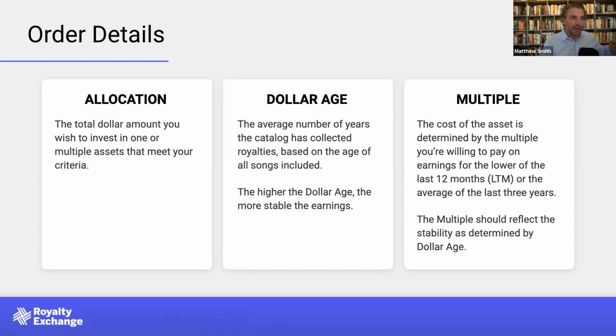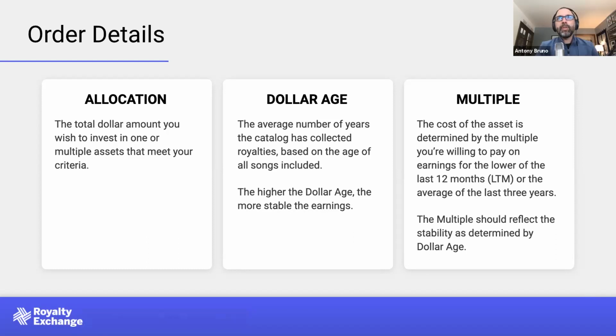And that could cause you to pay more for the catalog than you otherwise should. But by doing the last 12 months or the average of the last 3 years, and choosing the lower of the two, you end up with the best possible outcome. And it makes the multiple bidding more conservative than it would otherwise have been.